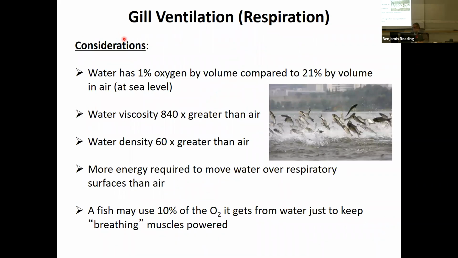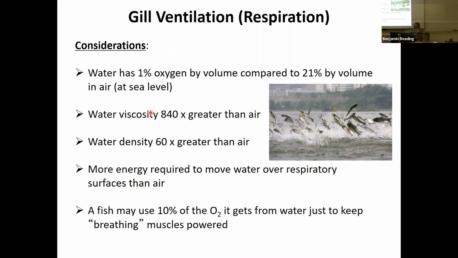So in the very first lecture, I gave a slide where we talked about the difference between terrestrial and aquatic life. And this is where it really comes home and is very important when we talk about respiration and ventilation. So here are some key reminders from that very first lecture. First, water has 1% oxygen by volume compared to 21% oxygen by volume that we're breathing in the air at sea level. Okay, we've got a very easy job. It's easy for us to extract this oxygen from the air. Very tough to pull oxygen out of water.